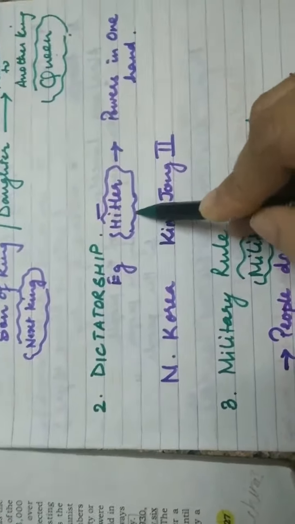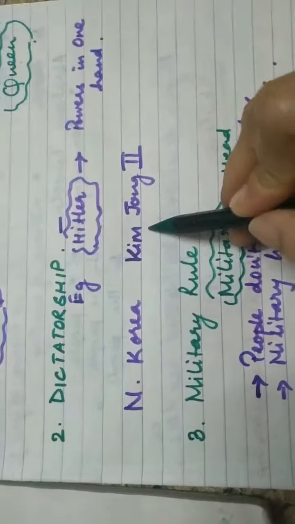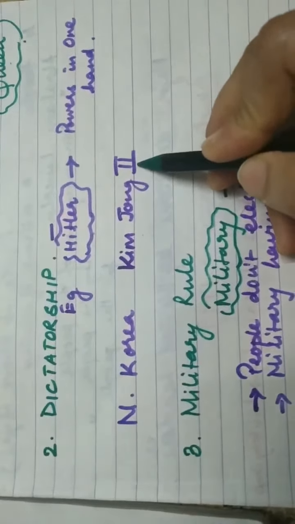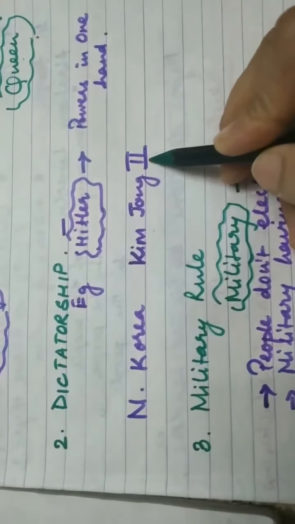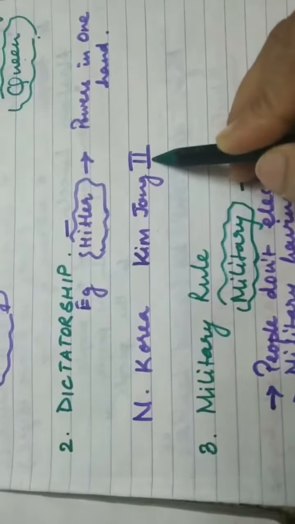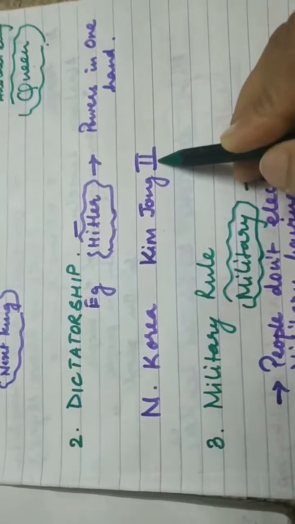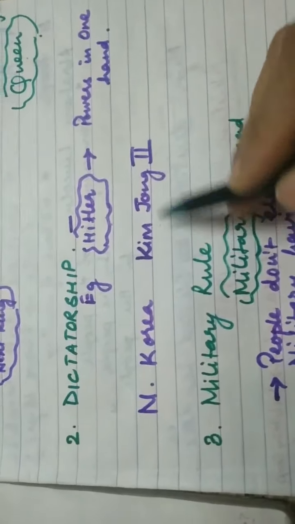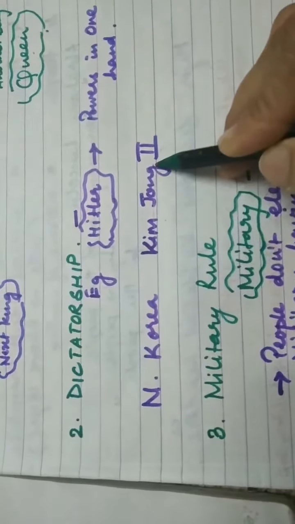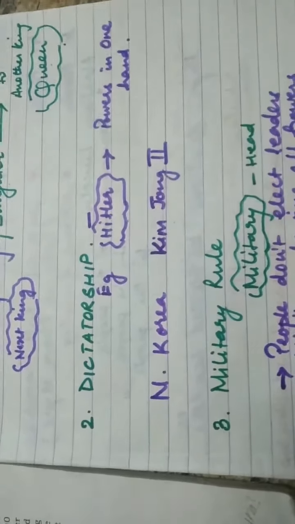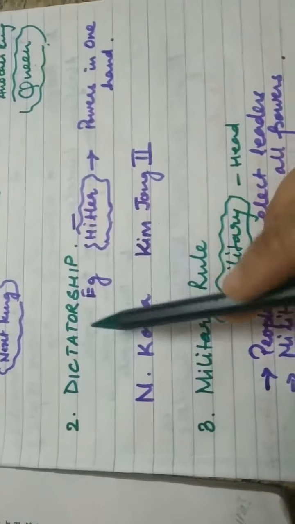Now if you consider today's scenario, I can give you the example of North Korea, where Kim Jong-il is considered more or less a dictator, because he holds all the power and takes all the decisions of that country. Even what dress civilians should wear, what they should talk, which festival is to be celebrated, even that is decided by the president of North Korea, Kim Jong-il. So this is an example of dictatorship.